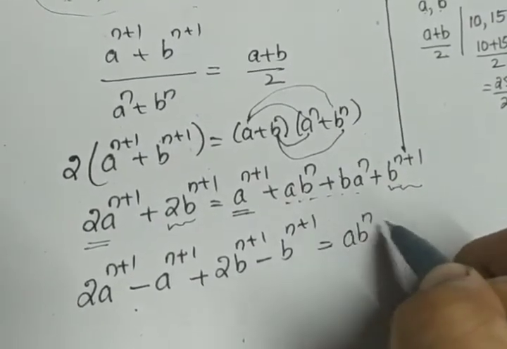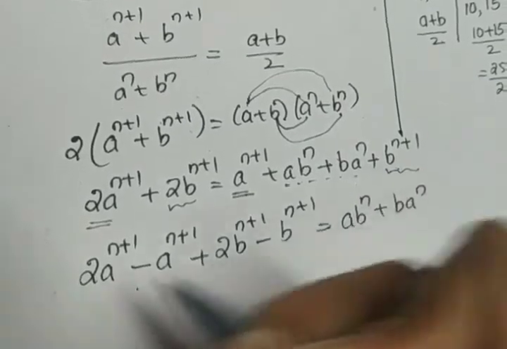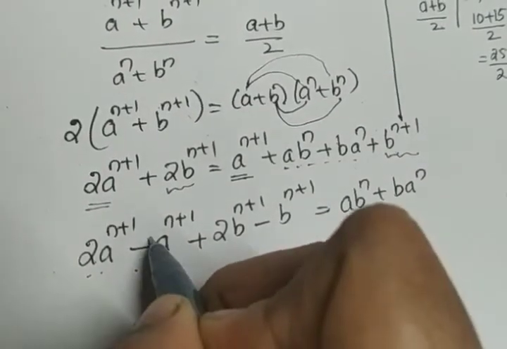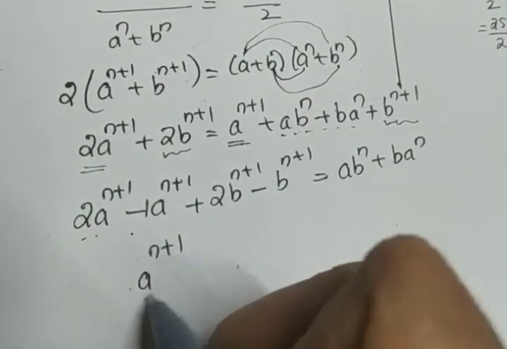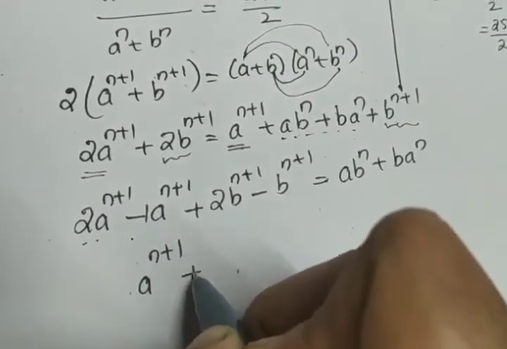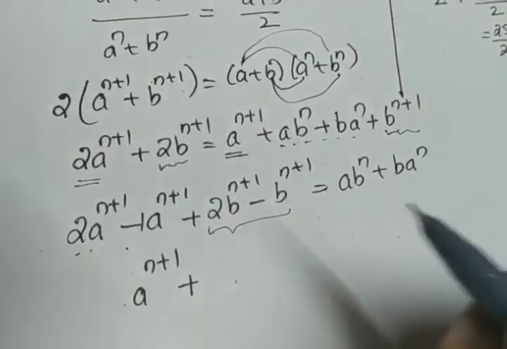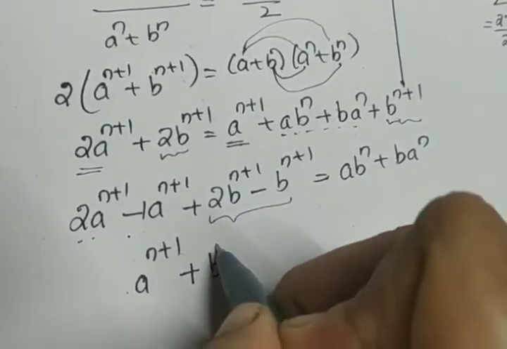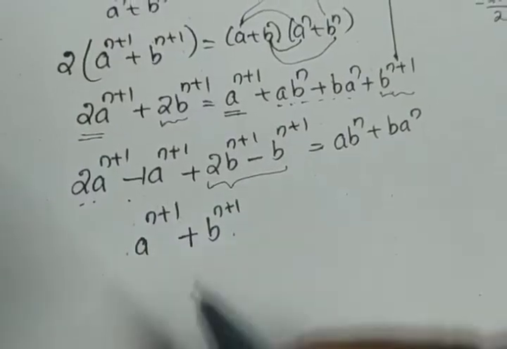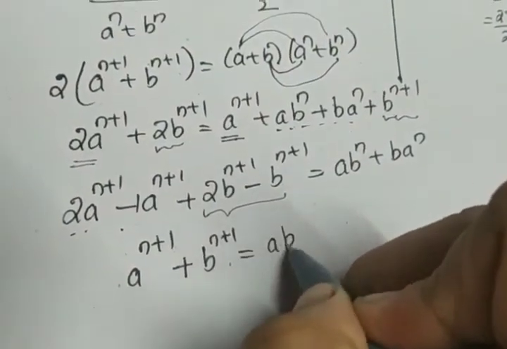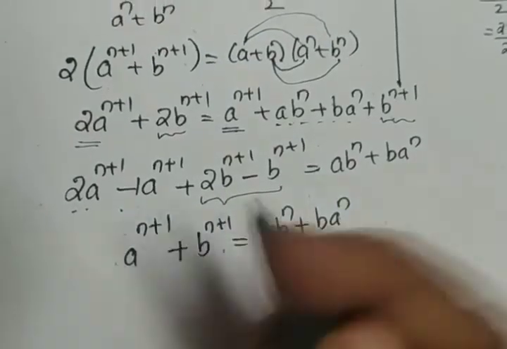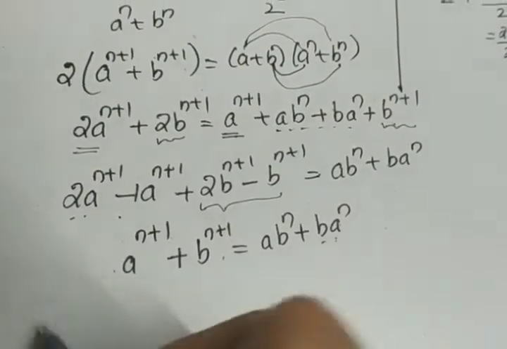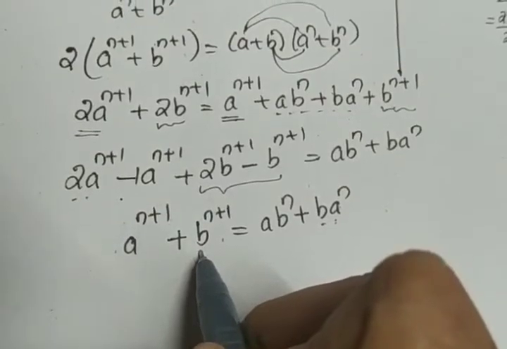So a into b^n plus b into a^n. What is 2a^(n+1) minus 1a^(n+1)? It is a^(n+1). 1a^(n+1) is the same as a^(n+1). Similarly, 2b^(n+1) minus b^(n+1) is 1b^(n+1), which is b^(n+1), equal to ab^n plus ba^n. Again, what I am going to do is take ba^n to the left side and take b^(n+1) to the right side.